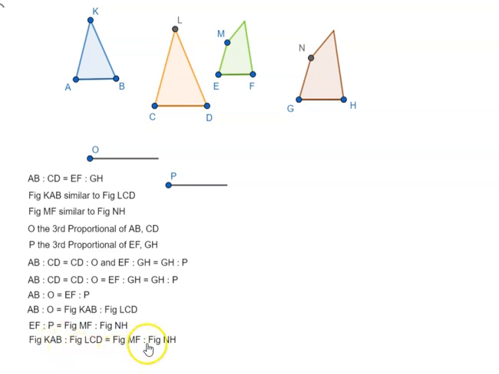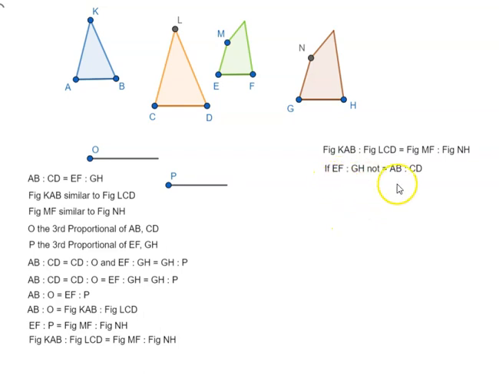So we have shown that if four magnitudes are in proportion, then the similar figures on them are also proportional. Okay, so that was the proposition. Now let's look at the converse of that. Here we start with the fact that these figures are in proportion: figure KB is to LCD as figure MF is to figure NH. Now we have to prove that AB is to CD as EF is to GH.